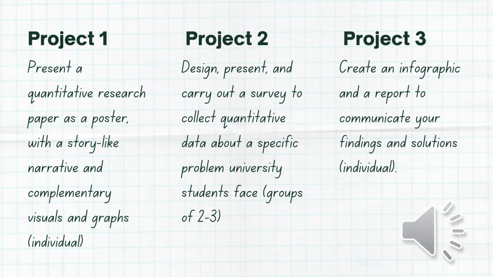Your second project will be to design, present, and carry out a survey to collect quantitative data about a specific problem that university students face, and you'll be doing this in groups of 2 and 3. The final project will be individual, and you'll use the information from project 2 to create an infographic and a report to communicate your findings and solutions. You will be using visuals and graphs as well.